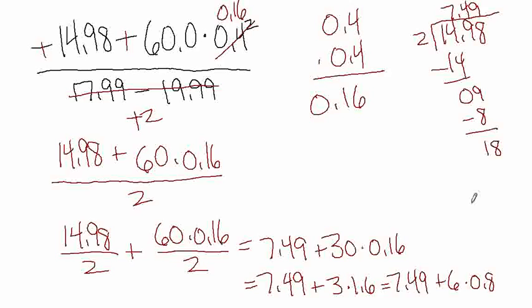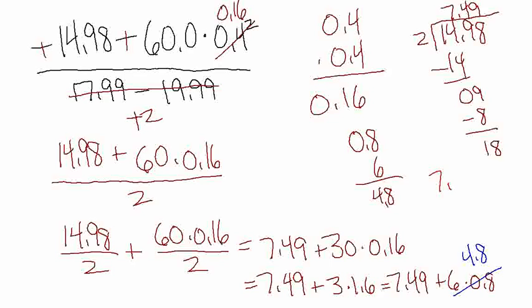So again, you don't have to do all these steps. I'm just showing you some things that may help you in the future. So maybe you can do 0.8 times 6 pretty quick. So that's 4.8. So now we have 7.49 plus 4.8. All right, so we can do that.